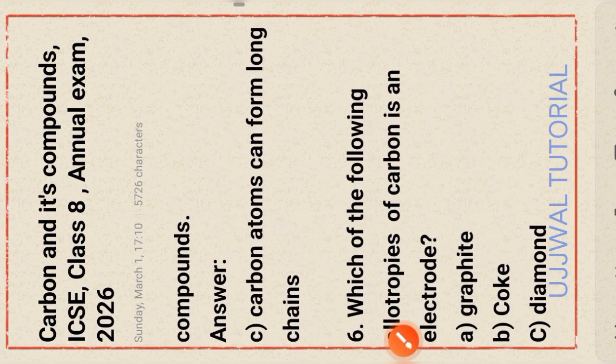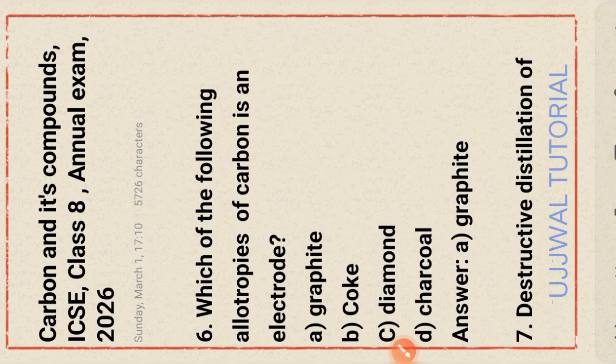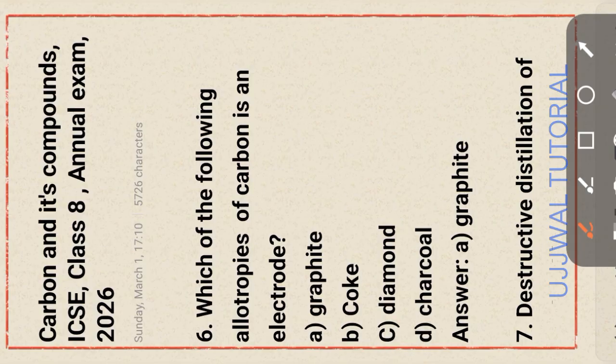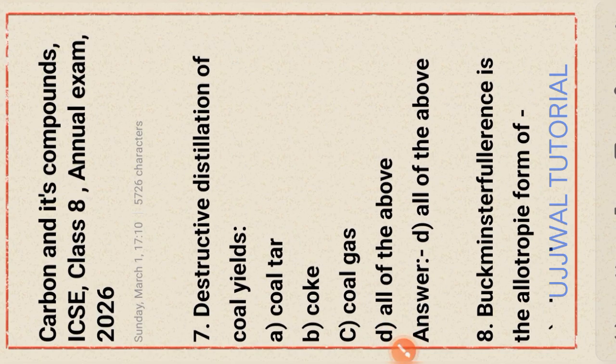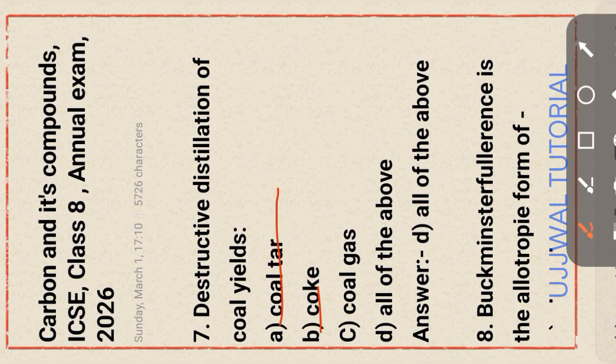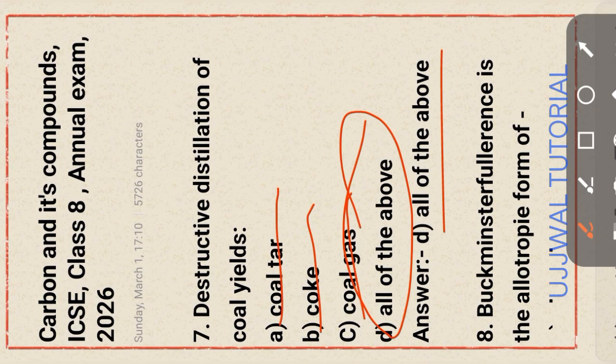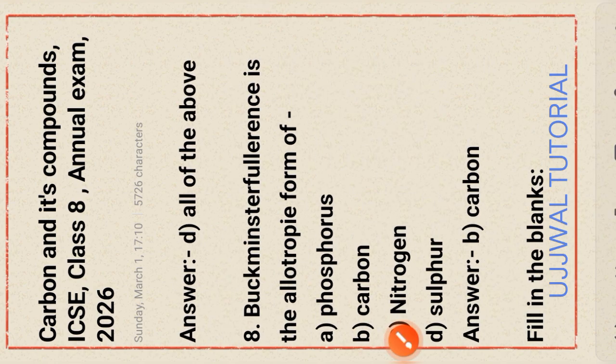Okay. Next question, question number 6. Which of the following allotropes of carbon is an electrode? That is option A, graphite. Okay. Next question, question number 7. Destructive distillation of coal gives oil. That is option A, B, C, so option D is the right answer, all of the above.